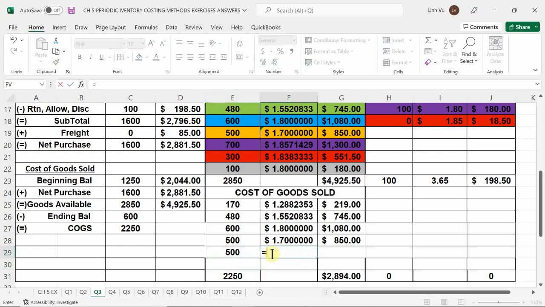Correct. So in this case, my cost per item is $1.8571429. So how much is it going to cost me if I'm only going to sell 500 units at 1.8571429?